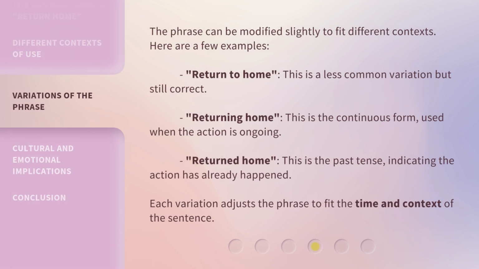The phrase can be modified slightly to fit different contexts. Here are a few examples. Return to home. This is a less common variation but still correct. Returning home. This is the continuous form, used when the action is ongoing. Returned home. This is the past tense, indicating the action has already happened. Each variation adjusts the phrase to fit the time and context of the sentence.